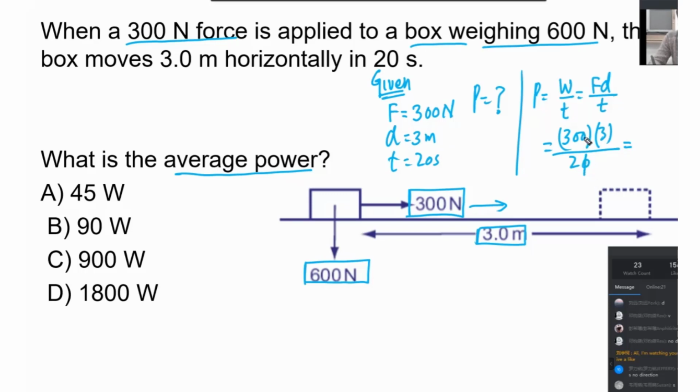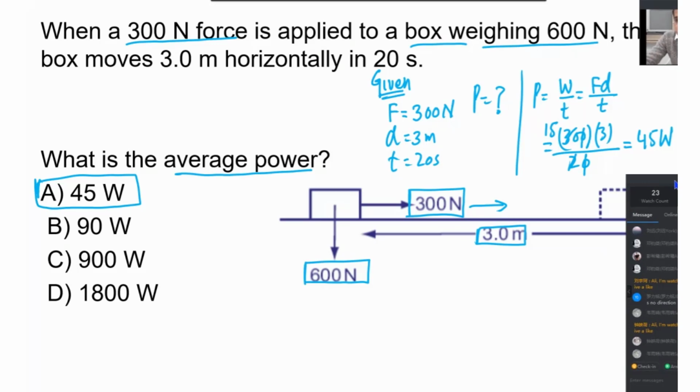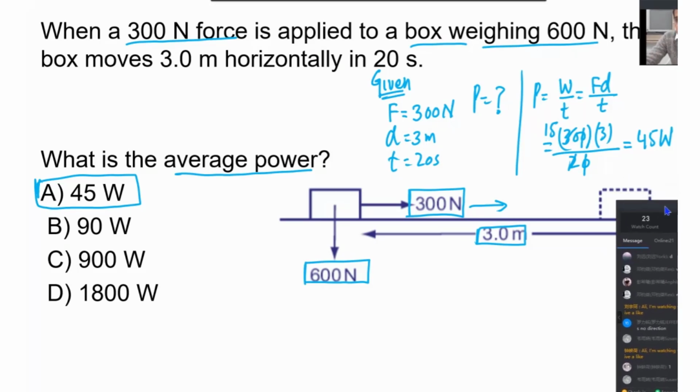So in this case 0 you can cancel with 0, and 2, if you divide by 2, 15, multiply by 3, this is equal to 45 watts. So our final answer is 45 watts. So this is the answer. So the answer is A. Okay, if you have a question, you can type your question. If not, then we move on to the next one.